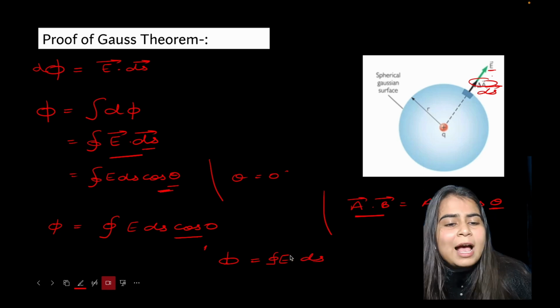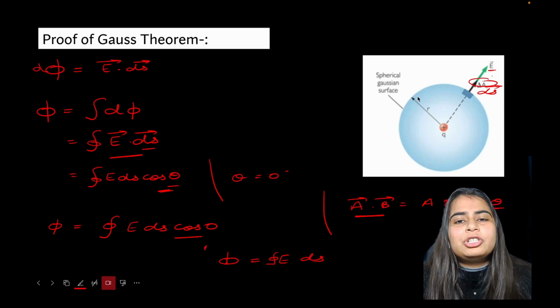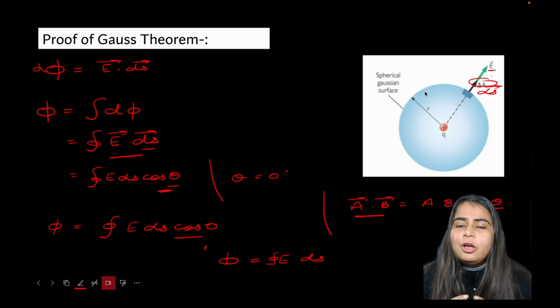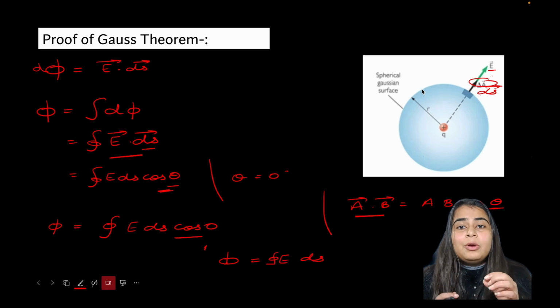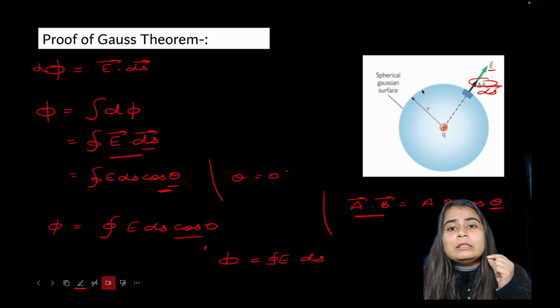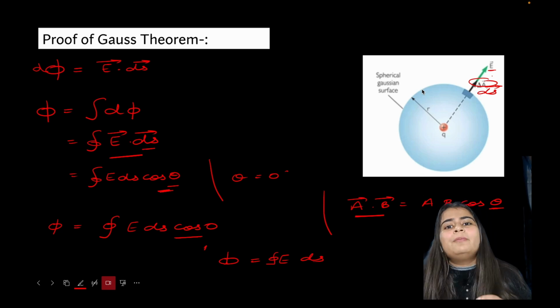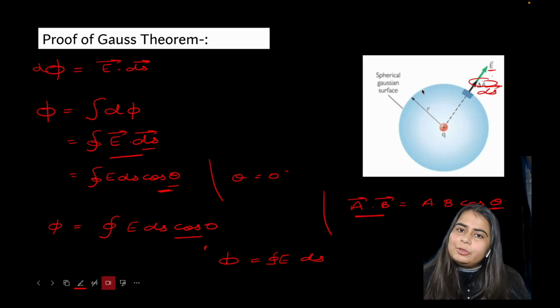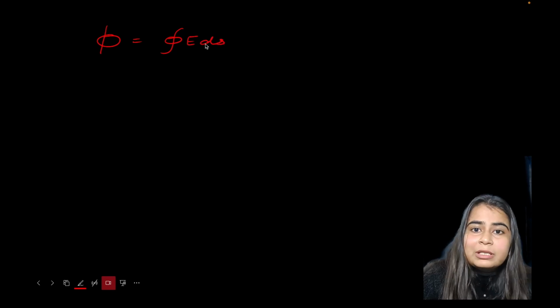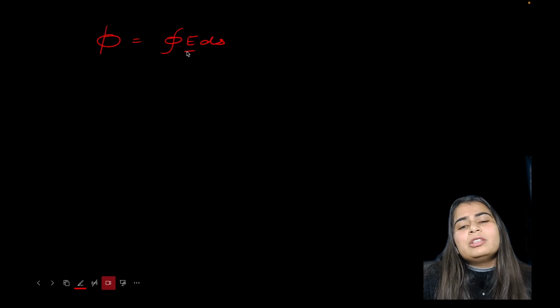Now you just have to think that if I have considered this Gaussian surface as spherical, if I combine all the small elements ds, I'll get the whole surface. And that is why the integral of ds can be obtained by the surface area of the sphere, right? But before I integrate it, what you simply need to understand is, see, I have this flux as the closed integral of E ds. Now see, this E is a constant term.